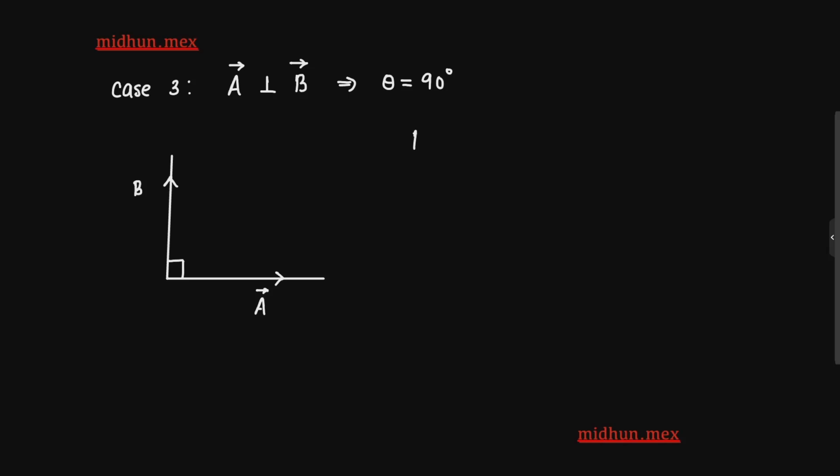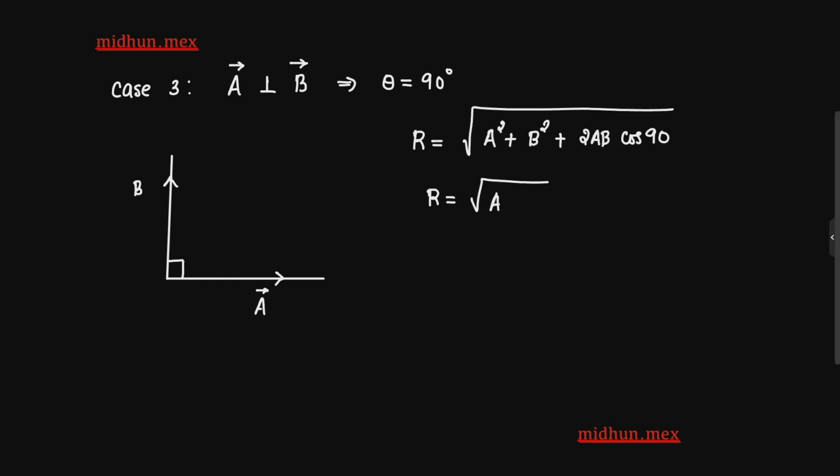Then resultant R we can directly find using the formula root of A square plus B square plus 2AB cos theta. What is the angle here? The 90 degrees, and cos 90 has a value 0. Therefore directly R is equal to root of A square plus B square. So remember, this is your resultant value. R is equal to root of A square plus B square when two vectors are perpendicular to each other.